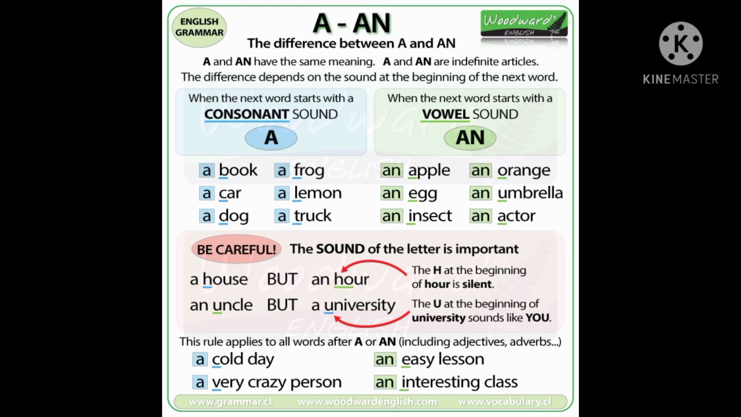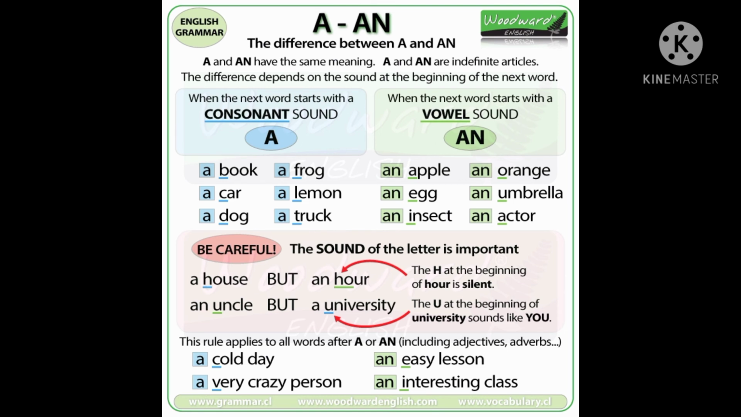One thing which is very important to state here is that this rule of a and an is applied to all words that come after it, including adjectives and adverbs. Say for example, a cold day. So the C is a consonant sound before the noun day. Cold is here an adjective. Hence, we are using a cold day. A very crazy person. So the very here is an adverb and the V has a consonant sound. That's why we are using a.